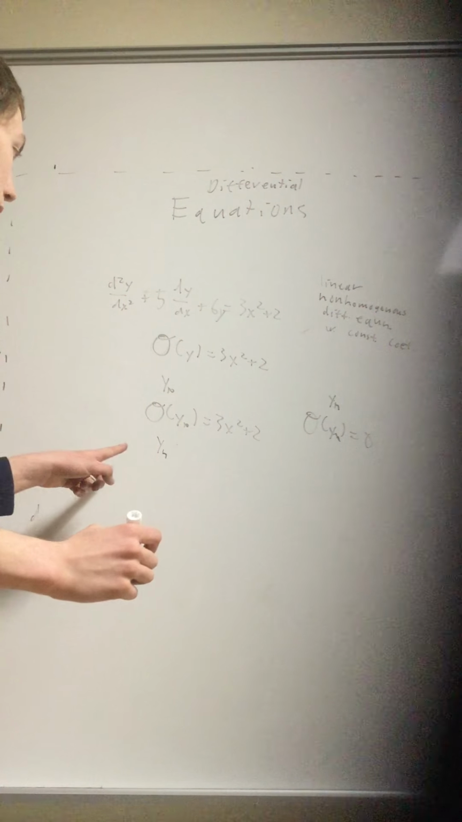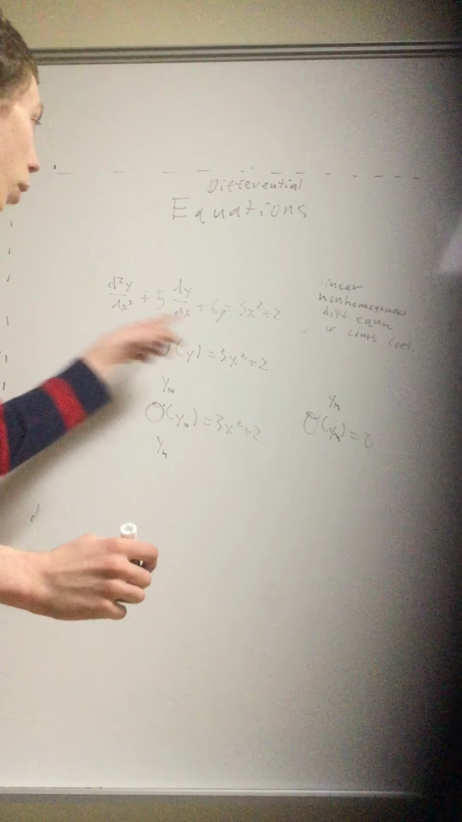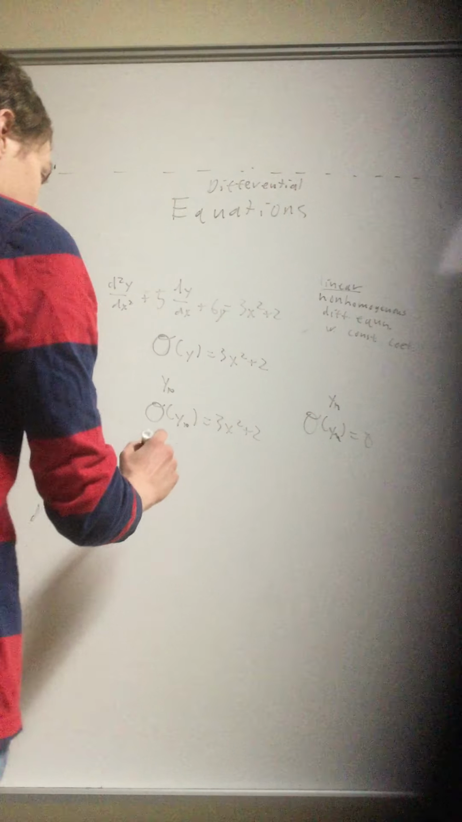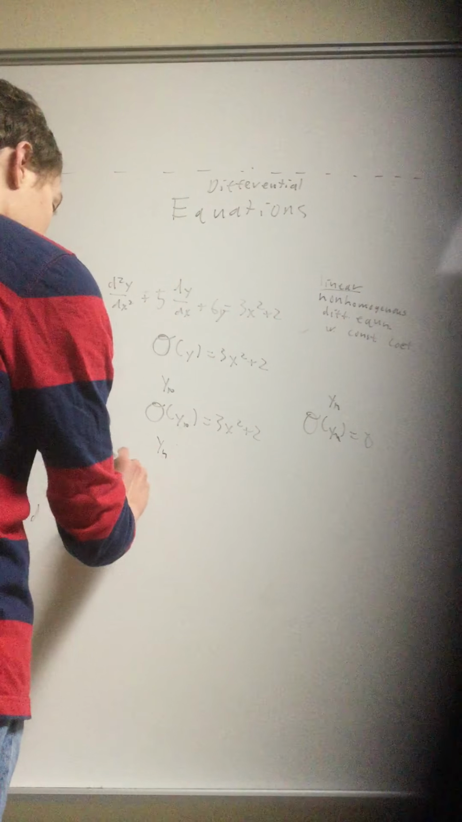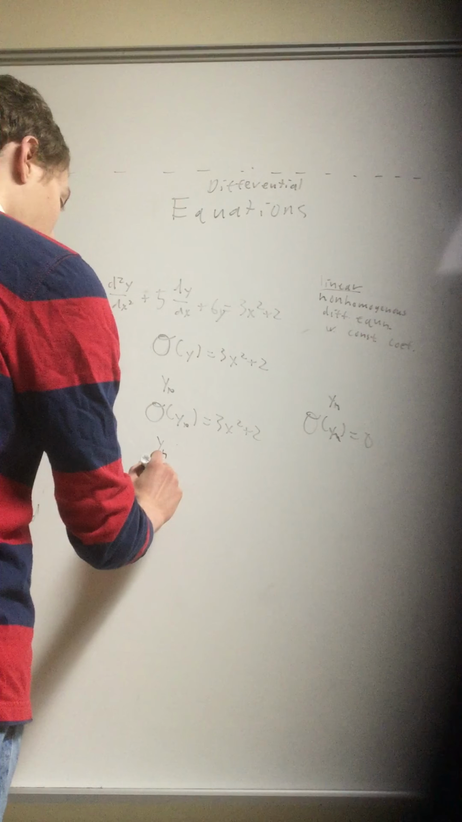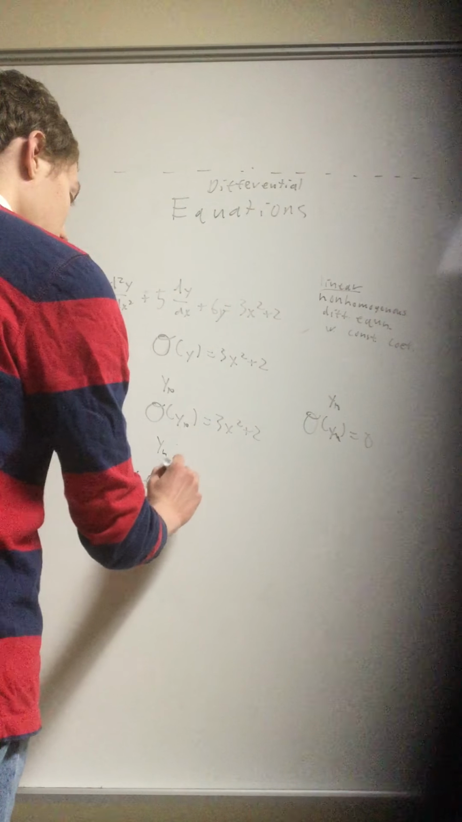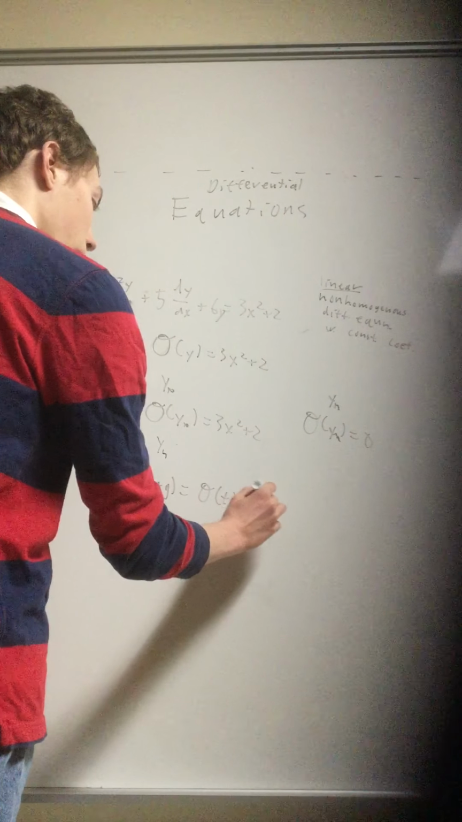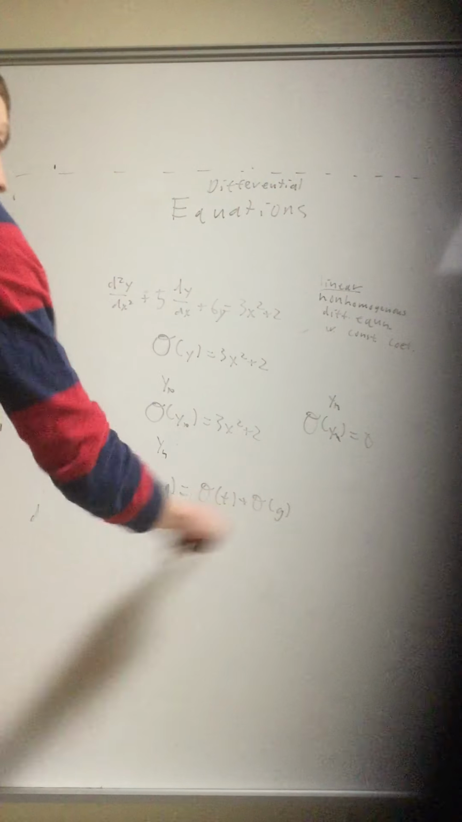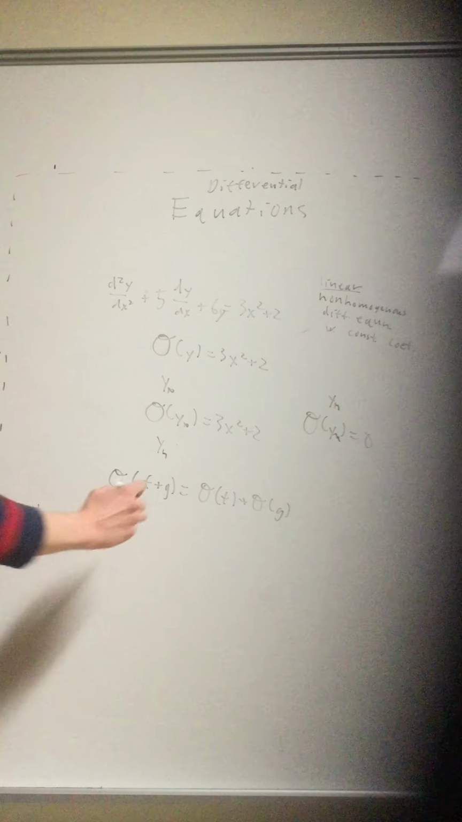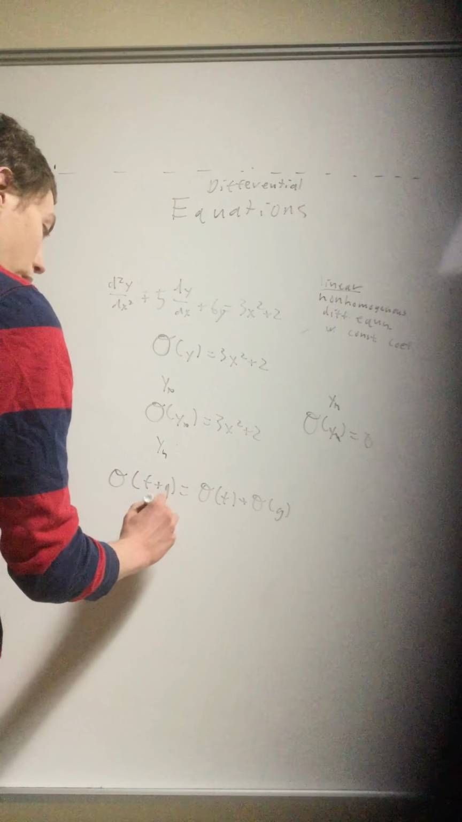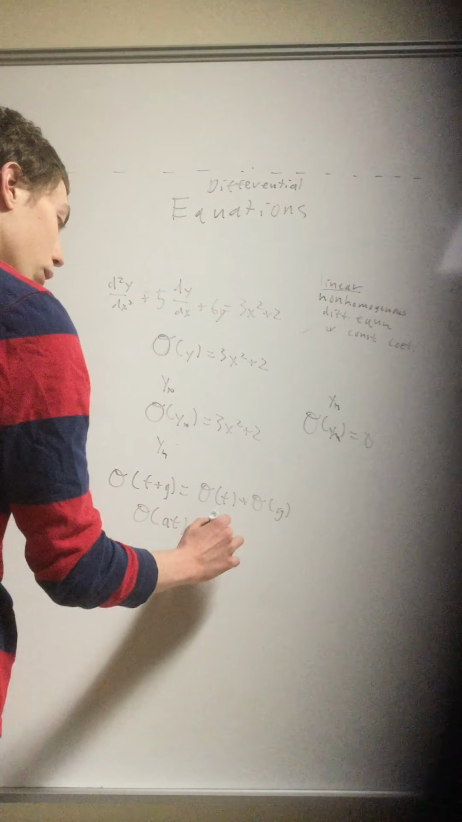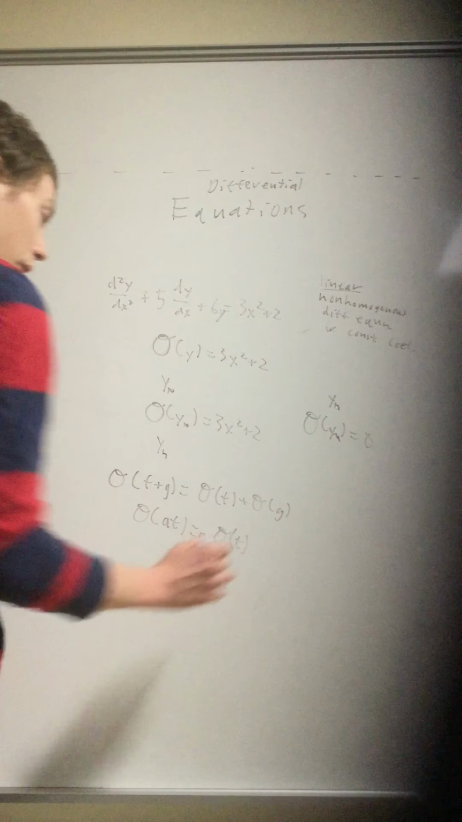Now, these operators are linear. This is why we use the term linear. It basically means that for any two functions f and g, O of f plus g is going to be O of f plus O of g. This is what linear means. And it also means O of some constant times f is equal to the constant times O of f.